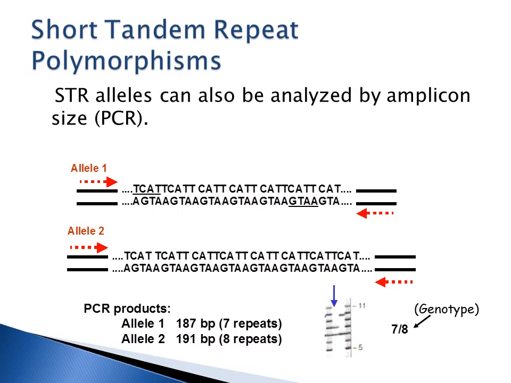So for example, for allele 1, you have 7 repeats, so you're going to get an amplicon size of 187 base pairs. But in allele 2, you have 8 repeats, so the extra repeat is going to make your amplicon slightly larger, so 8 repeats, you're going to get a 191 base pair fragment. So in this instance, the genotype is 7-8 because allele 1 has 7 repeats and allele 2 has 8 repeats.